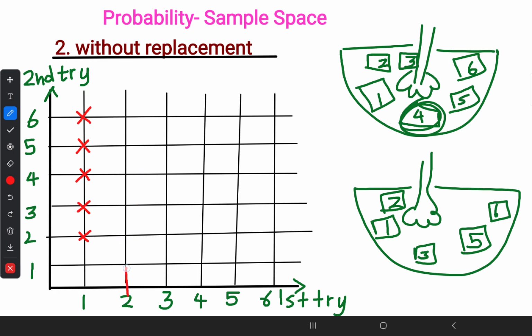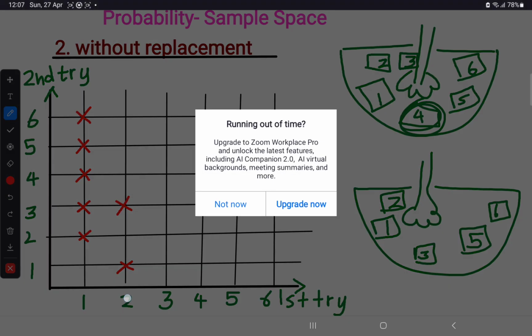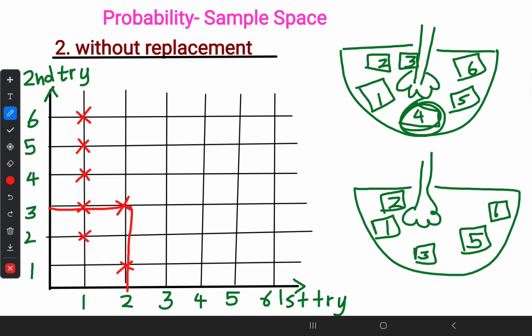Next, check with the next column. First, you have selected number 2. So, there is no 2 in the box. In the second try, you have selected number 1. Yeah, there is a possibility. In each one, you should think from the beginning. In the first try, you have selected number 2. In the second try also, you cannot select number 2 again because there is only one 2. You have taken it out in the first try. So, there is no 2 anymore. So, there is no possibility to have this event again, 2 2. But here, first try 2, second try number 3. That's a possibility to have an event like this, 2 4.